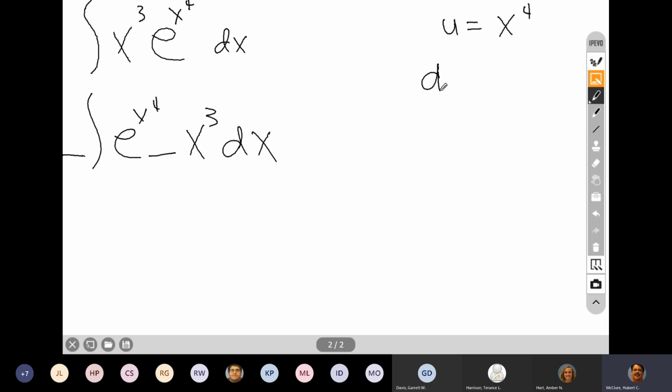So what is du? 4x to the third dx. What do we have? X to the third dx. So what do we need to add to our x to the third dx? A 4. Or, you know, multiply it. Okay, don't get technical on me. I'm just trying to make sense of this. Put 4 with that x to the third, right?